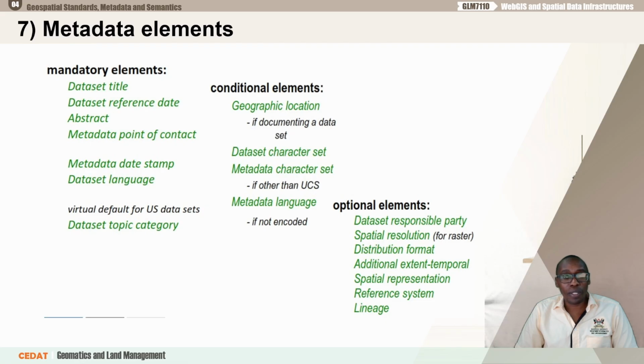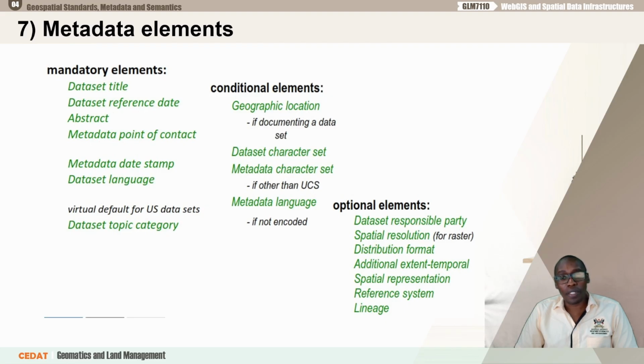Then the conditional elements could include the geographic location, the dataset character set. For us in the British system, we use UTF-8. So in other words, we use our characters from A up to Z. But if you're in the German system, for example, you could find that they're using letters like an umlaut, which is not part of our character set. So for us, we use UTF-8, and also the character set for the metadata, and then also the metadata language if it's not yet coded.